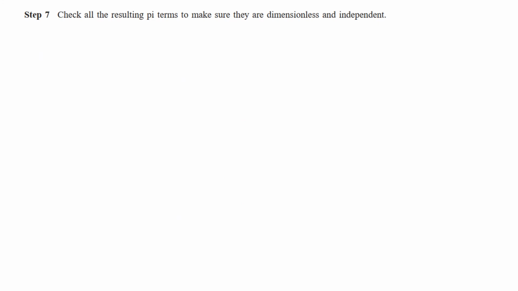And in step 7, we are going to check all the pi terms that we found. We computed 2 pi terms, that is pi 1 and pi 2. So we will recheck.